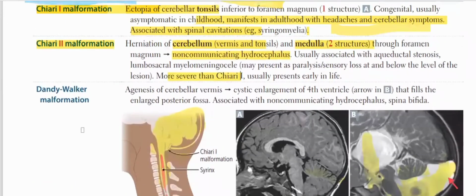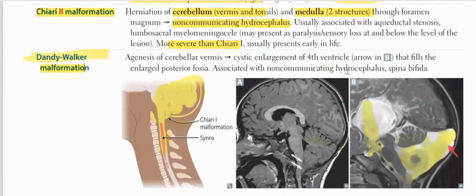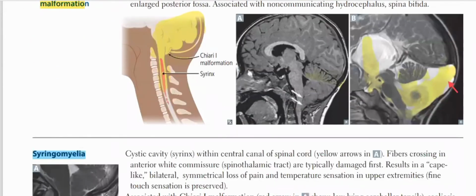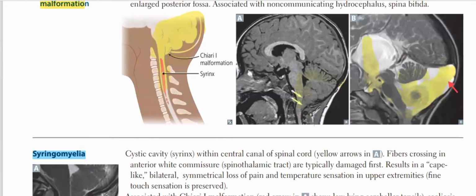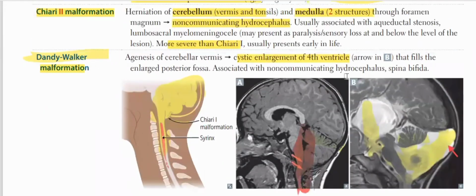Number three is the Dandy-Walker malformation. In this case, there is agenesis of the cerebellar vermis. This is not so important, but there is cystic enlargement of the fourth ventricle. Here, this is the fourth ventricle, and there is a cystic enlargement, which I am showing with the red. It is associated with hydrocephalus and spina bifida.